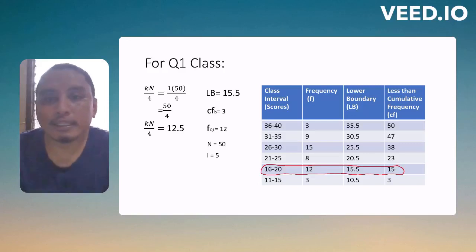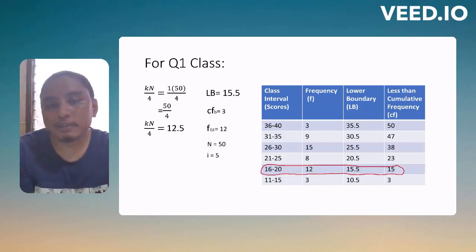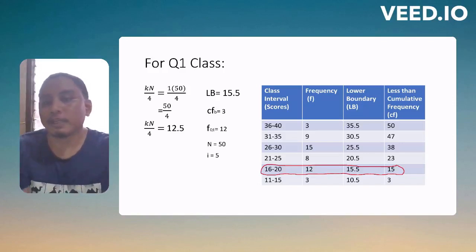For the Q1 class, Kn over 4 is equal to 1 multiplied by 50. 1 is the quartile value here, and 50 is the total frequency over 4. So 50 over 4 is equal to 12.5. So Kn over 4 is equal to 12.5.